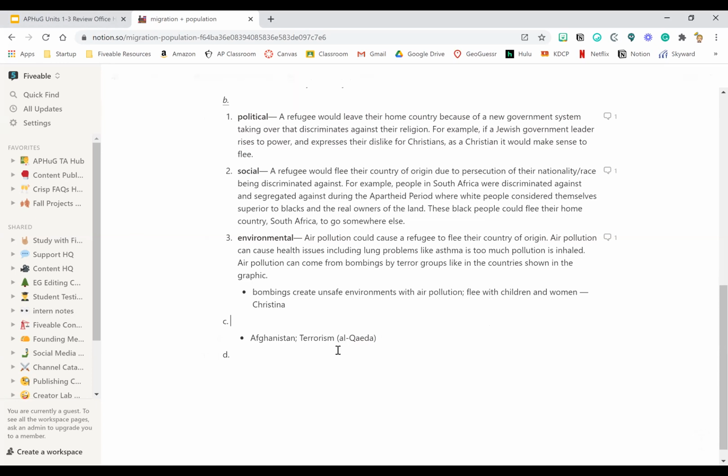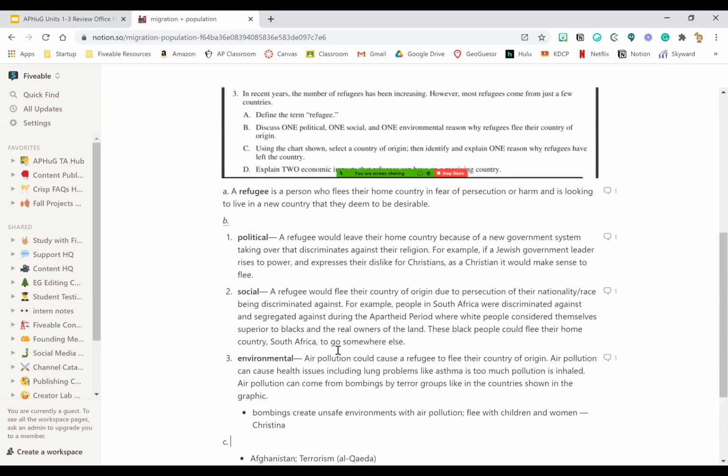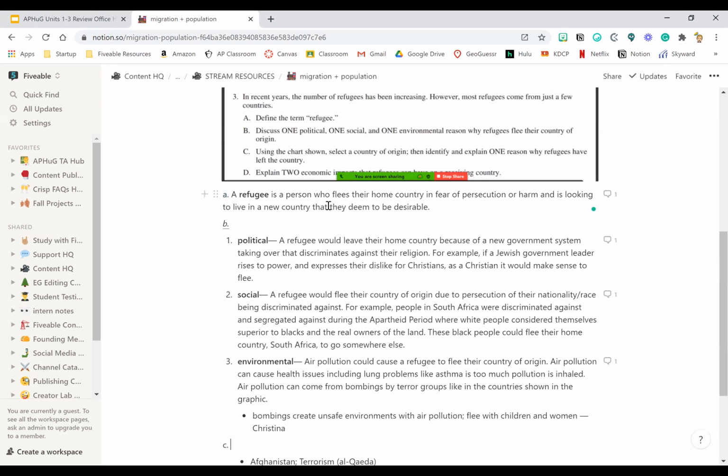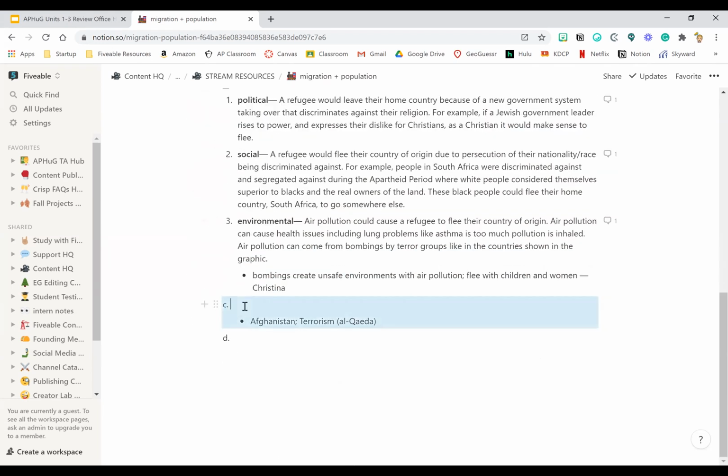Okay, so when you're writing FRQs, good practice is to repeat what the question's asking. Like when I wrote my social response, I said a refugee would flee their country of origin due to blank, just because I want to make sure the reader knows that I'm fully addressing the question and I'm not just writing what I know and hoping it relates to the prompt.